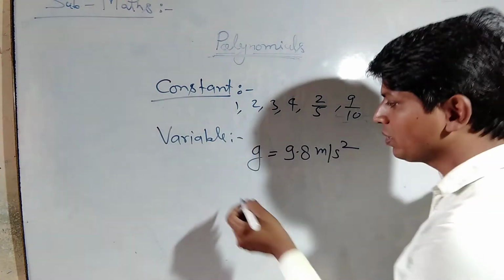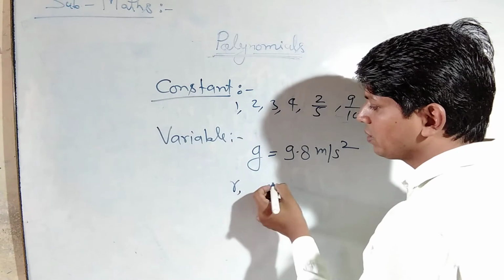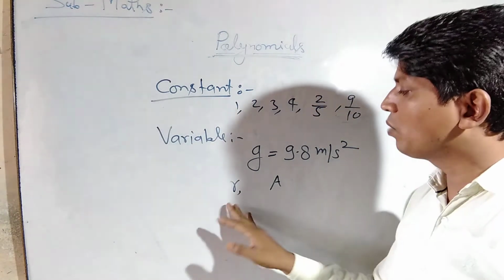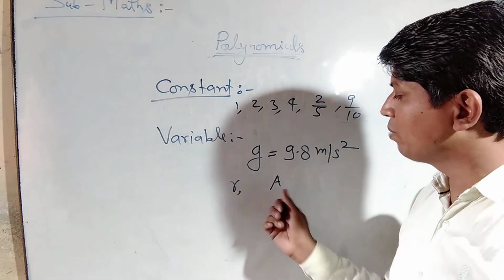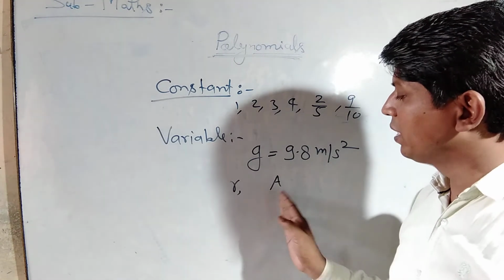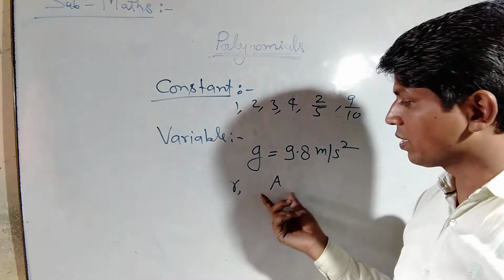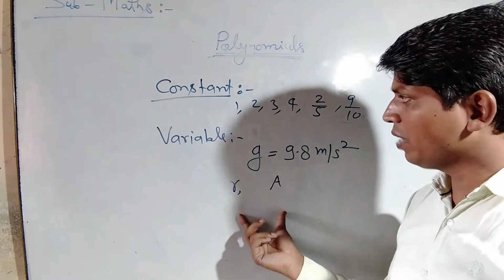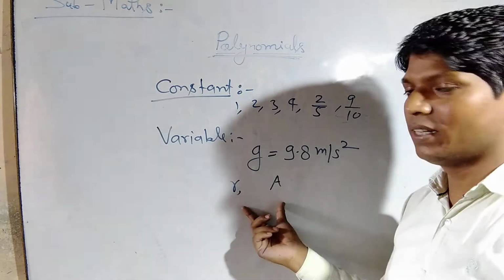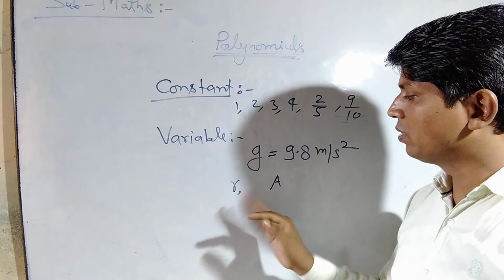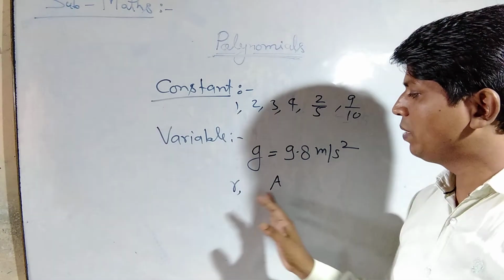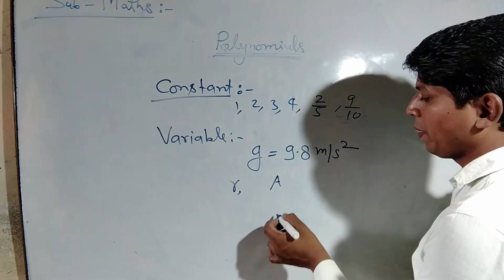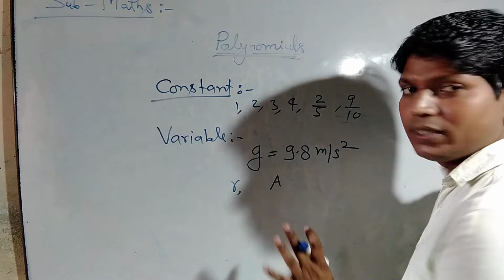And take one more example: radius and area of a circle. If we increase the radius, then the area of that circle also increases, and if we decrease the area of the circle, then the radius of that circle also decreases. It means both are variables, each depending on the other. Is it clear? I think it is clear.